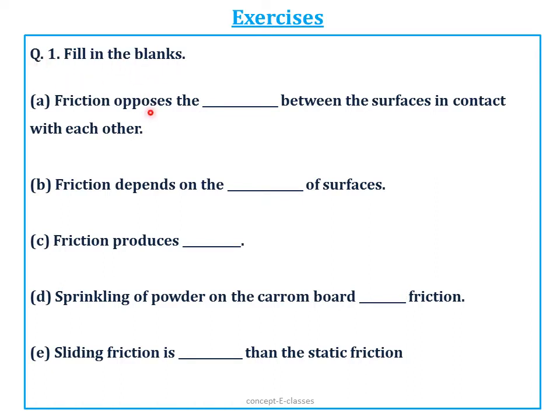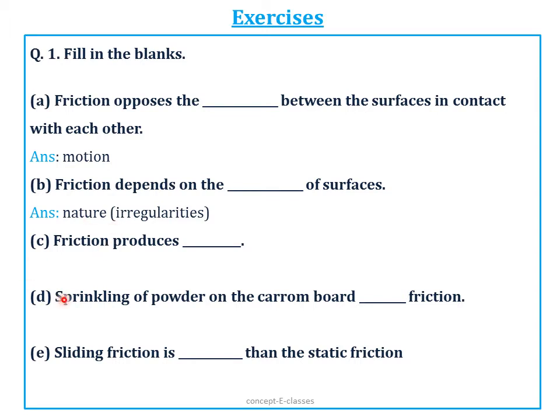A. Friction opposes the dash between the surfaces in contact with each other. So friction is a force that opposes the motion of an object. B. Friction depends on the dash of the surfaces. We know that friction depends on two factors. One is the nature of the surfaces and the second one is the weight of the object on the surface.